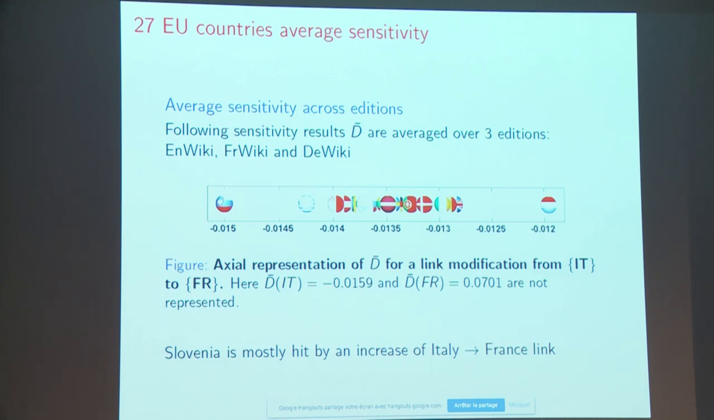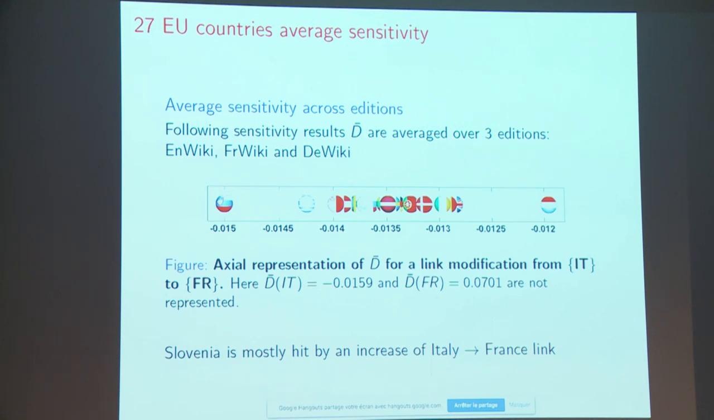So for the 27 European countries data set, we have looked at the impact of an increase of the interaction from Italy to France. So we have changed the link from Italy to France, and we look at what happens for the other 25 countries in terms of ranking and what is the average sensitivity variation that we observe for three different Wikipedia editions. So here we took the value of D and we have averaged it over the three editions: English, French and German Wikipedia.